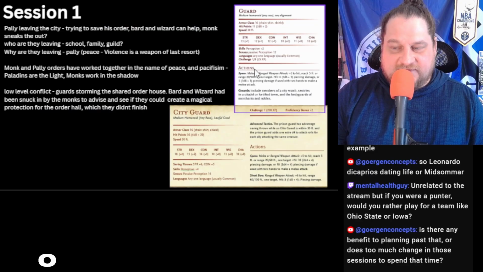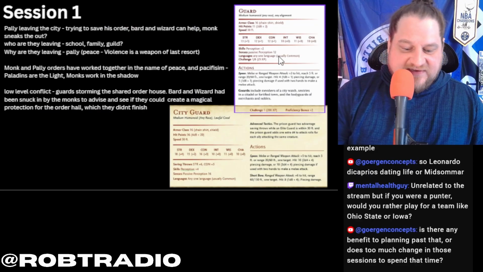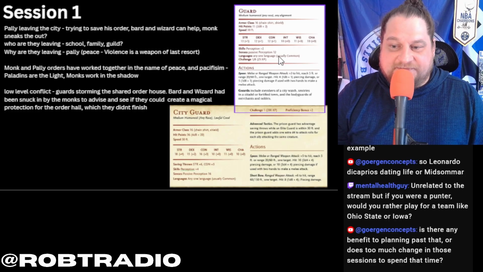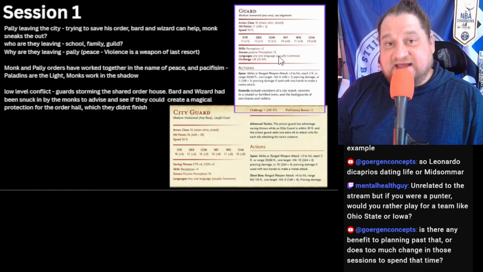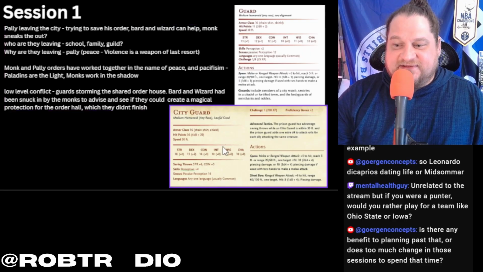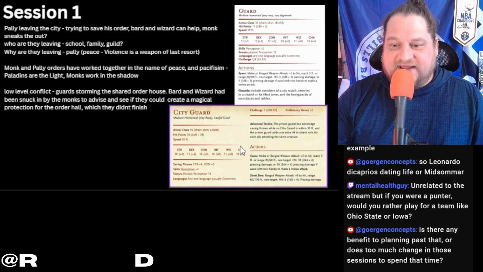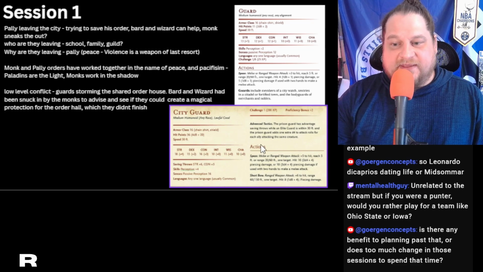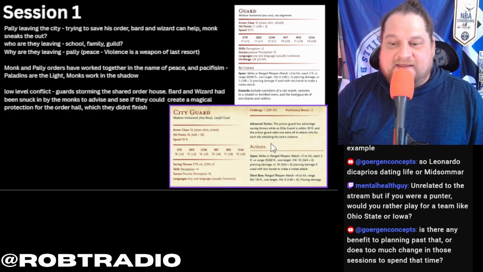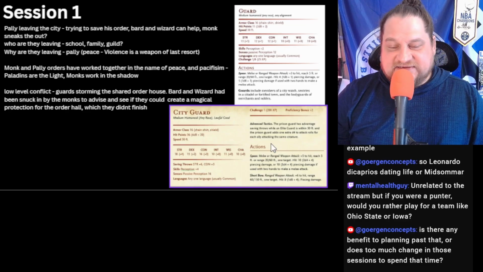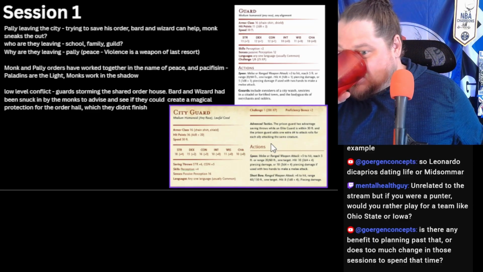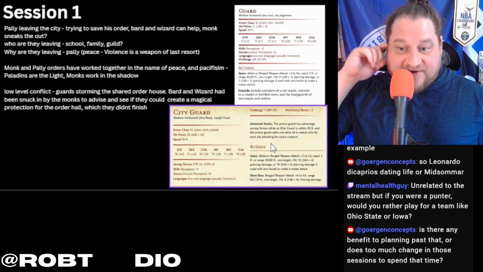So we're going to have a number of these. I would start out with probably 6 or something like that, and see how the fight is going. And then either I would have another 6 come in, or I would have a bigger captain of the guard come in, which would be this guy here. So I've got my 2 stat blocks. I've got the story a little bit planned out for session 1. Guards are storming the order house.